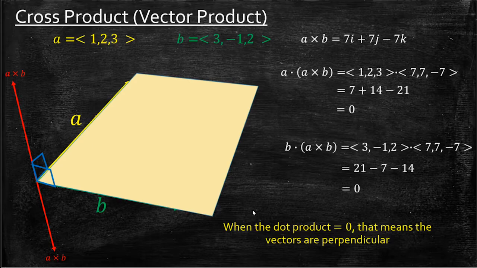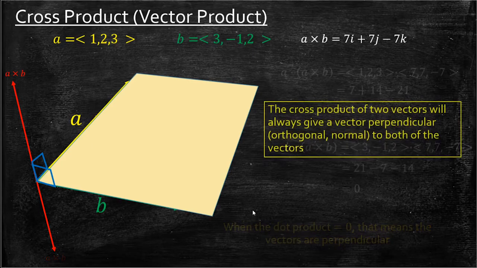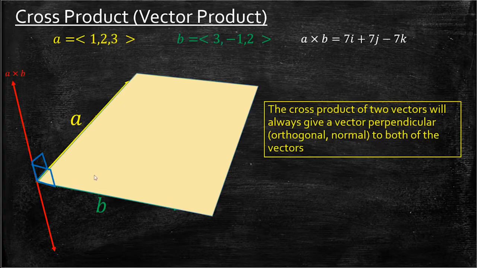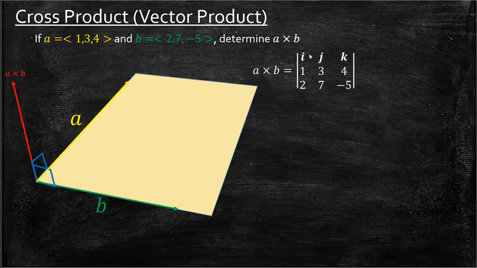The cross product between two vectors will always give you a vector that is perpendicular to each of those two vectors. So the cross product of two vectors will always give a vector perpendicular, orthogonal, normal, all mean the same thing, to both of the vectors. And we can see that result over there because the dot product of both of the vectors with the cross product equaled 0. All right, so let's look at another example now.